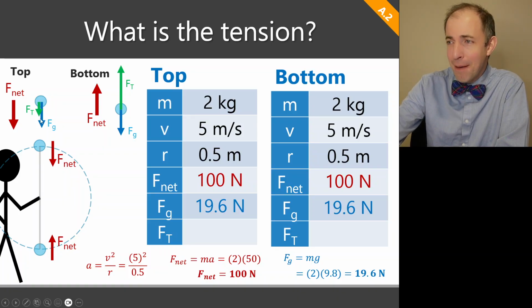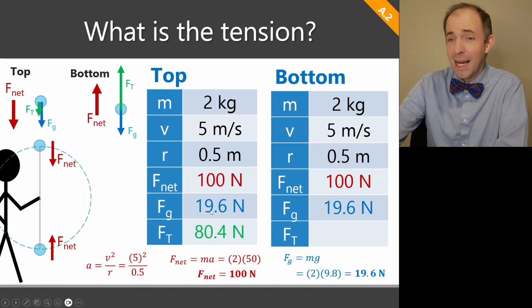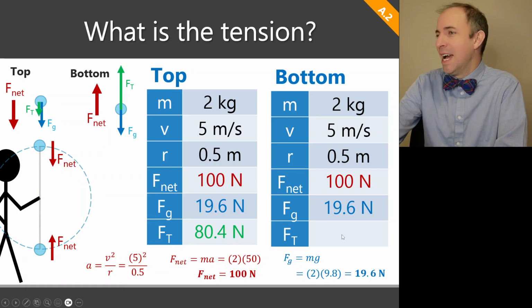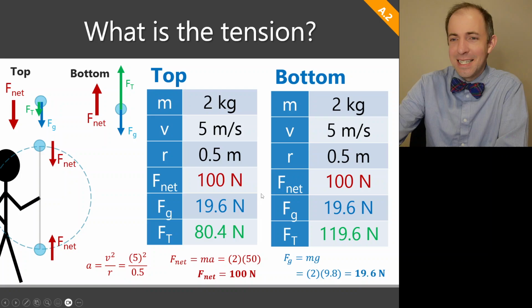Ft at the top has to combine with Fg to give you your net force, and at the bottom, Ft has to be larger than Fg by the amount of the net force. So you'll find at the top Ft is 100 minus 19.6, which is 80.4, because 19.6 plus 80.4 gives you 100. And then at the bottom, you have 119.6 because 119.6 minus 19.6 gives you a net force of 100.